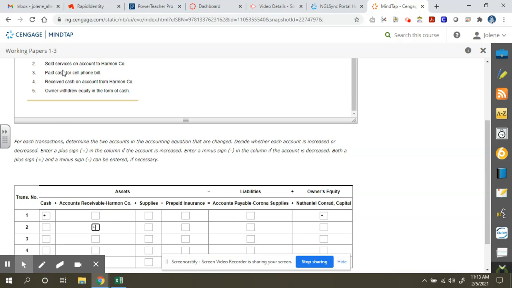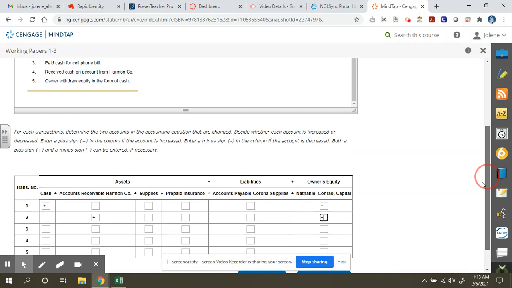Now, sold services. Sold is the past tense of sales, right? So the other one still has to go under capital like the first one did. It's still sales, right?